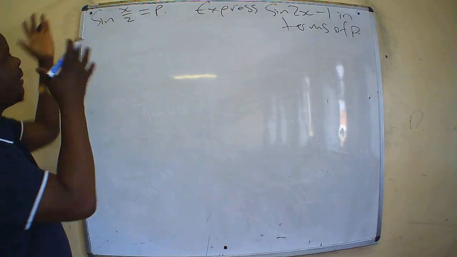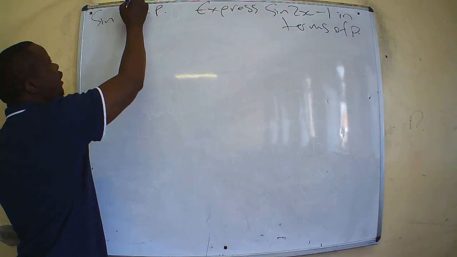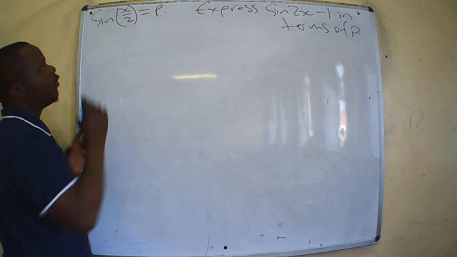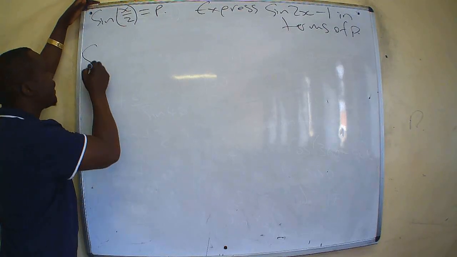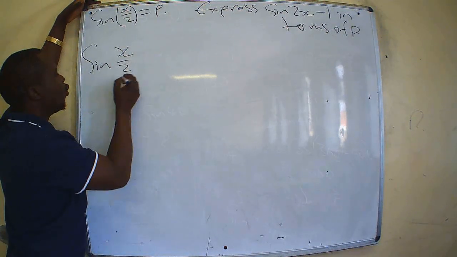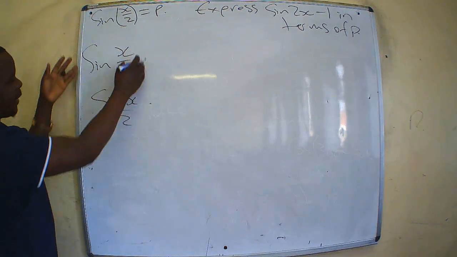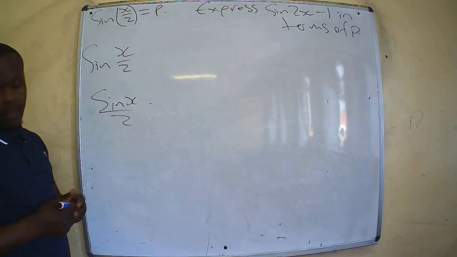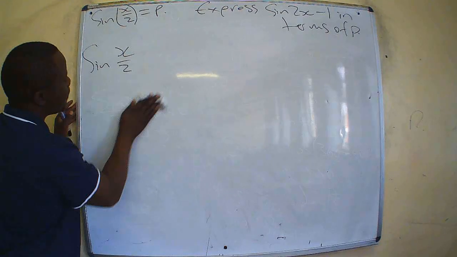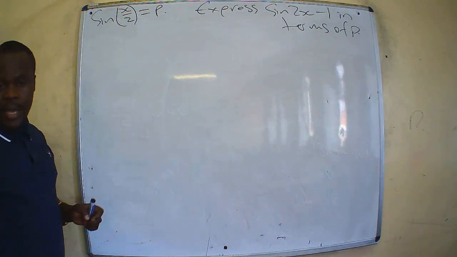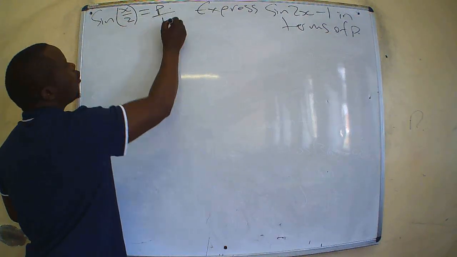Now, if you get something like this, the first step is to understand that your angle is x over 2. Let's bracket it so that you don't get confused. There is a difference between sine of (x over 2) and sine x, all over 2. These two are different, so let us understand that what we're dealing with is this type, not this type. From there, our reference ratio is p. Let's make it a fraction: p over 1.